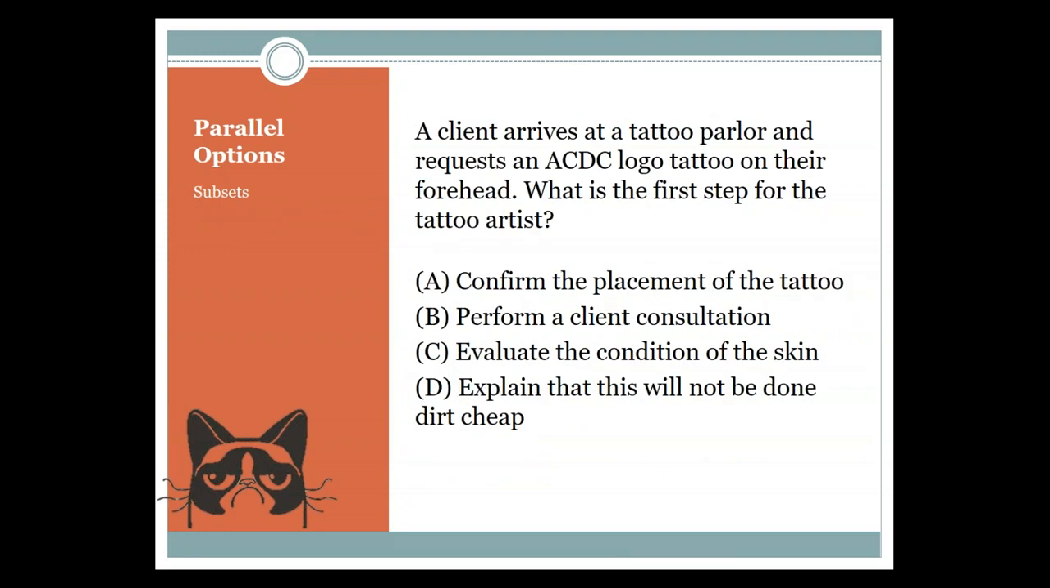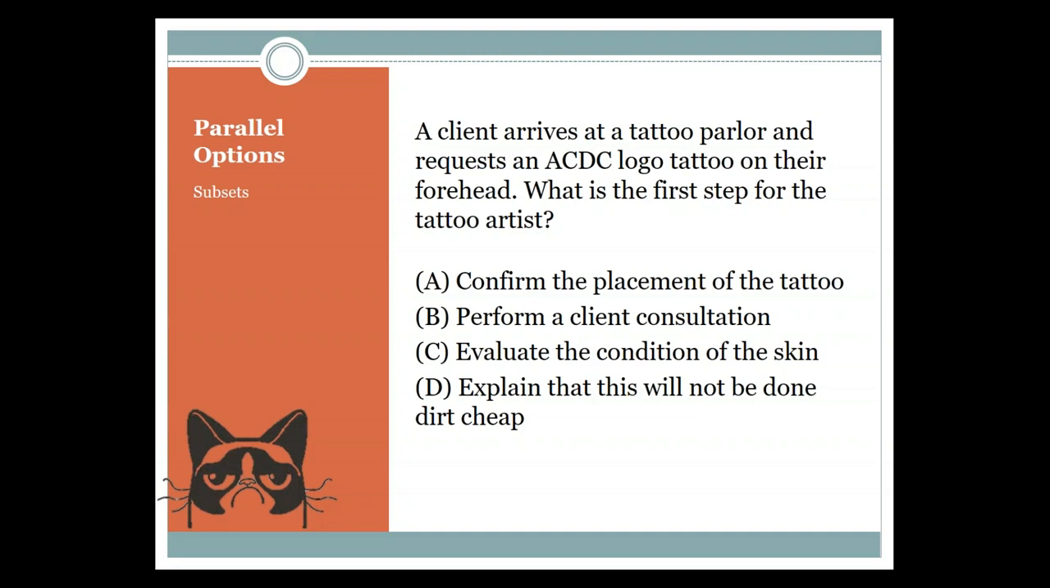Subsets. And again, we can tell this is a bad one because we've got Grumpy Cat here with us. Subsets are when options are part of another option. To further explain that, the example we have here is a client arriving at a tattoo parlor requesting a sweet AC/DC logo tattoo. What is the first step for the tattoo artist? Our options are confirming placement, performing a client consultation, evaluating the skin condition, and explaining the price.